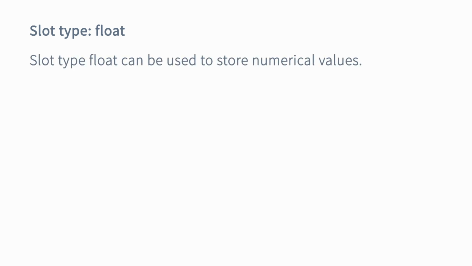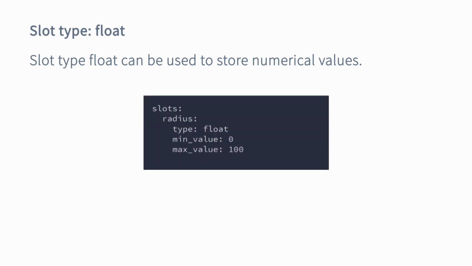Slot type float can be used to store any numerical values. This slot type can also influence the conversation, and here again the value of the slot will be an important piece that will influence how the conversation goes. As you can see, you can define the minimum and the maximum value that the provided slot can obtain. If the user provides a value for the slot that is lower than the defined minimum value, that value will be set to the minimum value, and the same for the maximum.